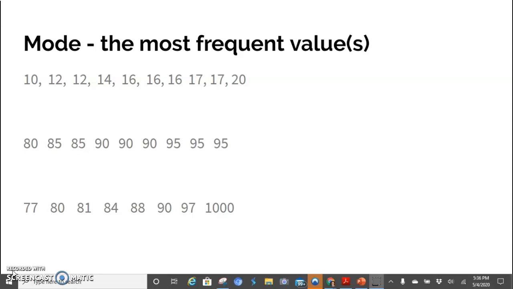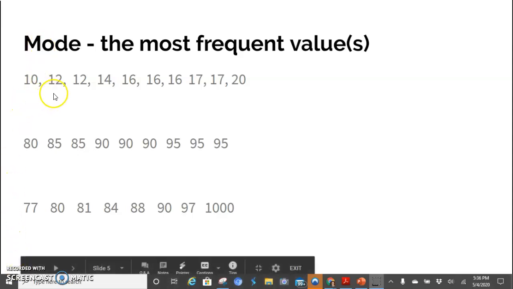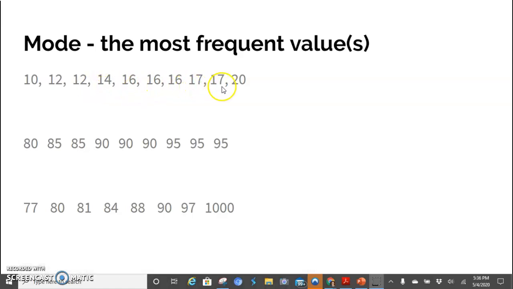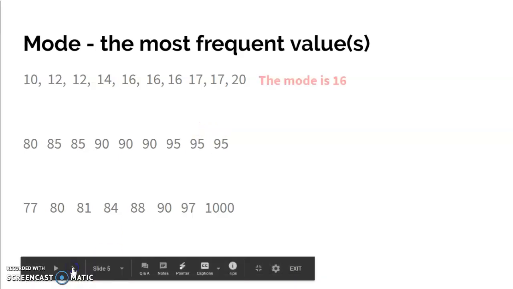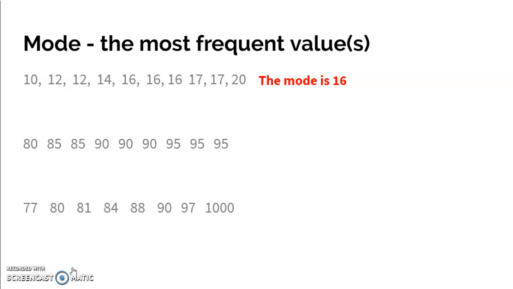Okay, to find the mode, sometimes it's easiest to put the numbers in order so you can see how many you have of each one. These data sets, luckily for us, are already in order. So if we look at the first data set, 10, 12, 12, 14, 16, 16, 16, 17, 17, and 20, I think it's pretty obvious to most people that the mode is 16. Because we have 3 16s, that's what we have the most of.